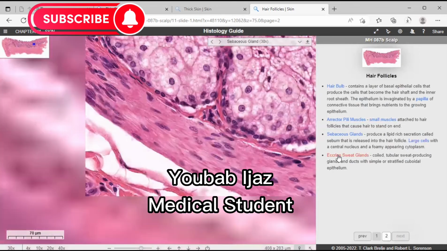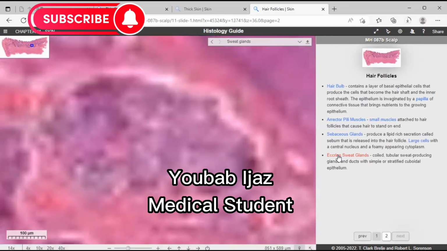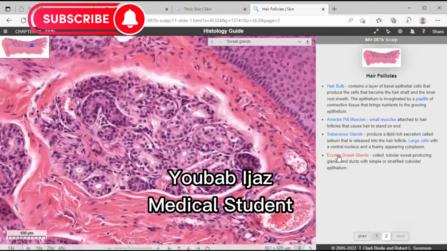And lastly, the eccrine sweat gland. So this is the eccrine sweat gland. Coiled tubular sweat-producing glands and ducts with simple or stratified cuboidal epithelium.